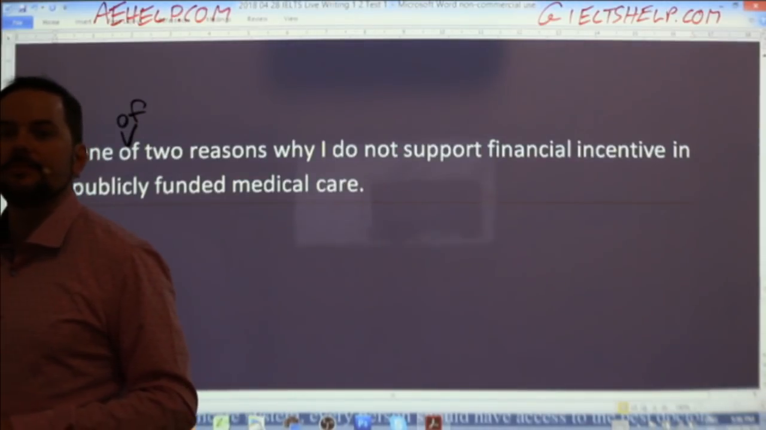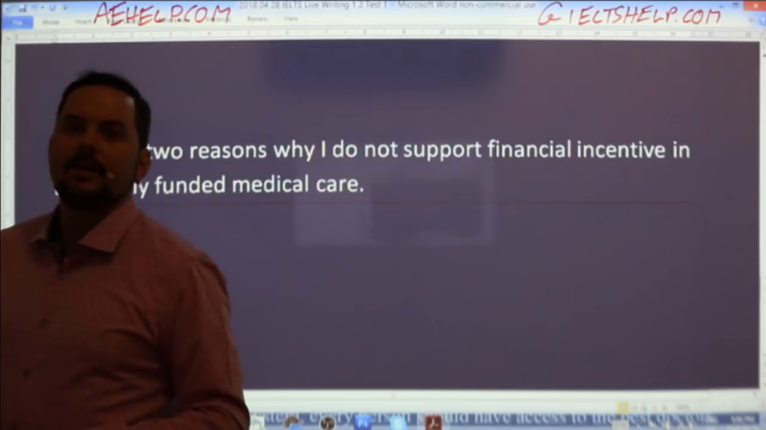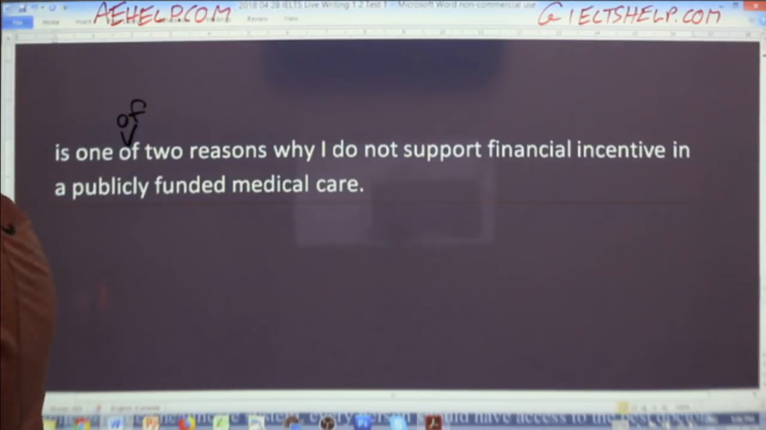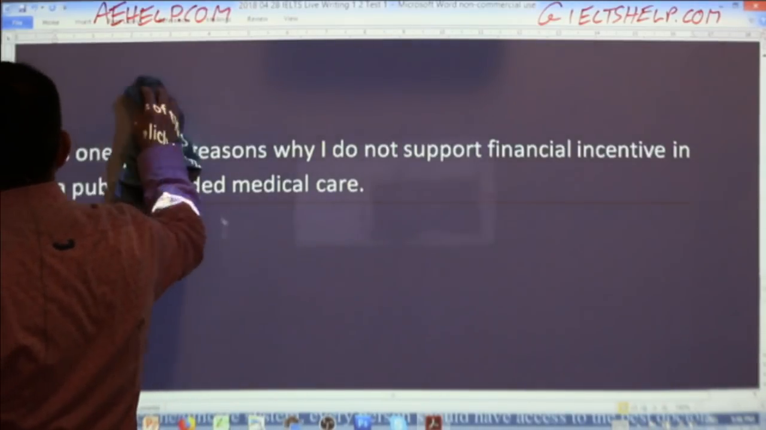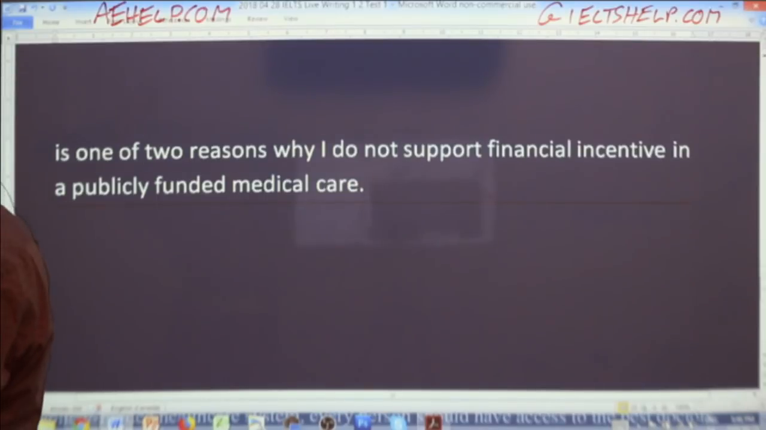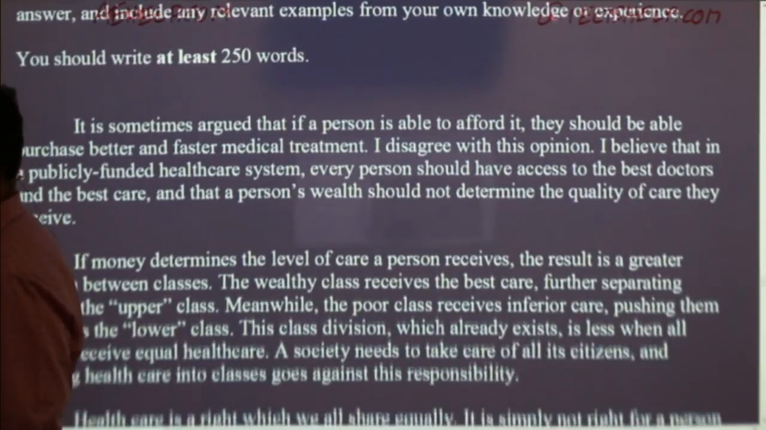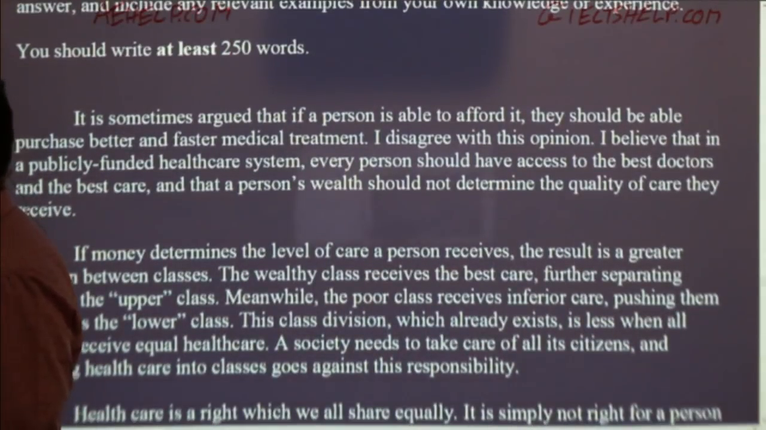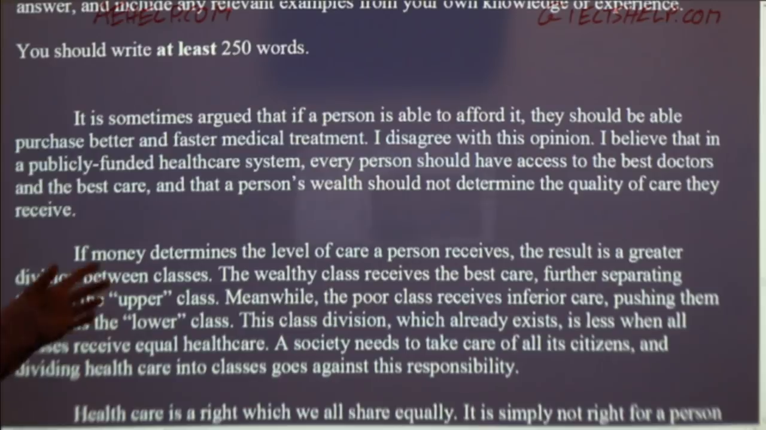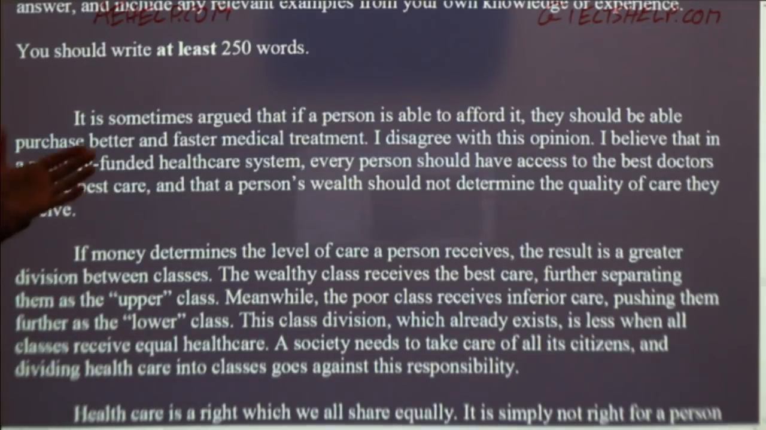Now, let's have a look at an alternative response. Hopefully you're following along quite nicely there. And I want to show you an alternative response. Again, this is in the back of your book when you have our full course from aehelp.com. GIELTShelp.com will be very similar for general IELTS because task 2 is similar. So let's read this together.